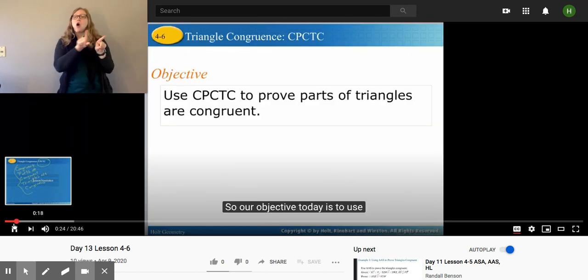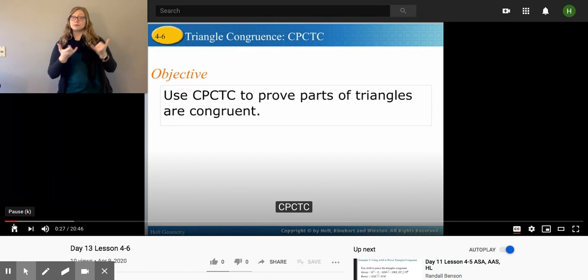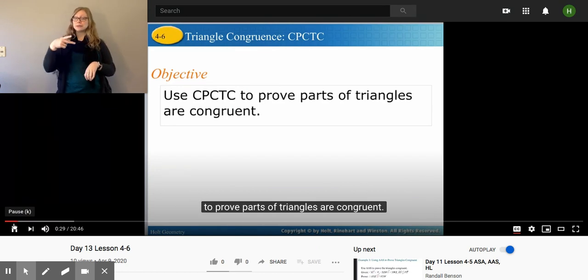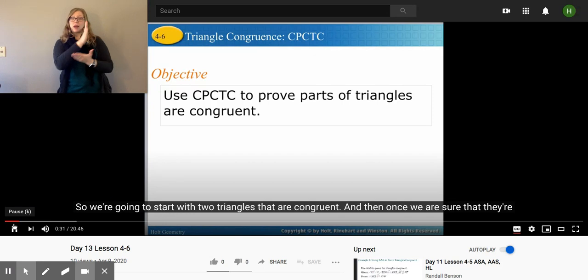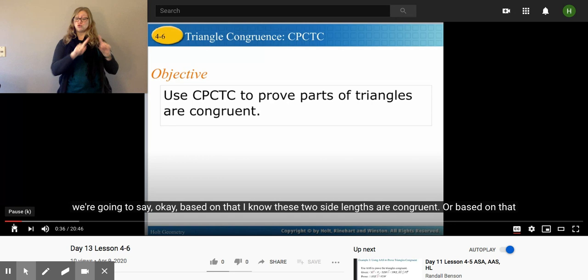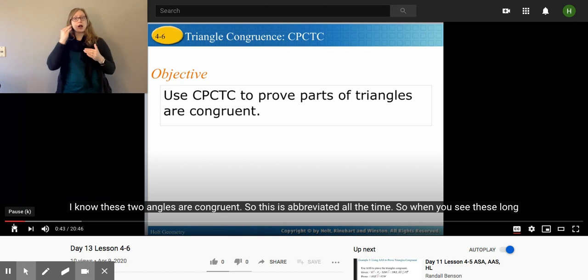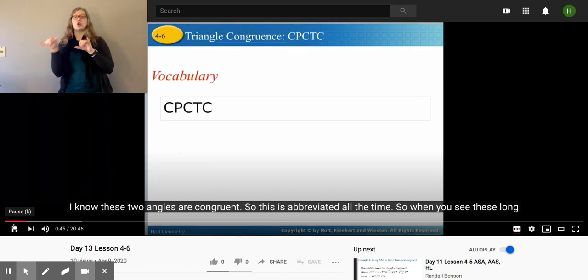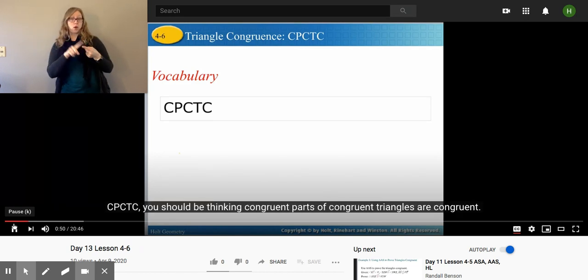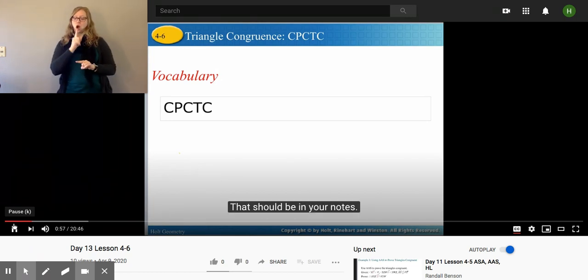So our objective today is to use CPCTC to prove parts of triangles are congruent. So we're going to start with two triangles that are congruent. And then once we're sure that they're congruent, we're going to say, okay, based on that, I know these two side lengths are congruent. Or based on that, I know these two angles are congruent. So this is abbreviated all the time. So when you see this long string of letters, CPCTC, you should be thinking congruent parts of congruent triangles are congruent. That should be in your notes.